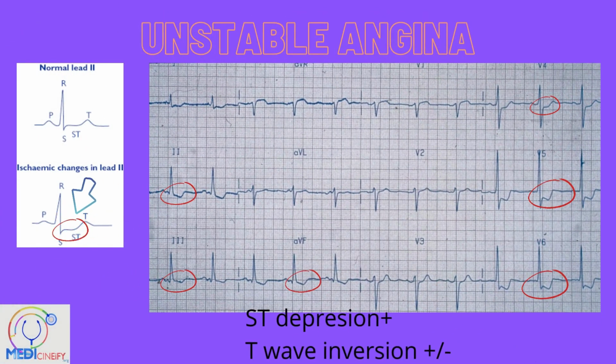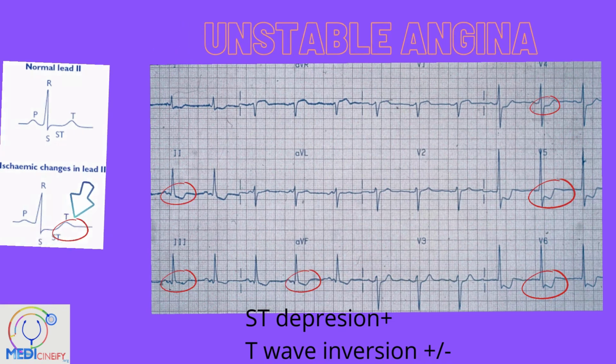Next, let's move to another ischemic heart disease, unstable angina. What happens with unstable angina? As you already know, it can be T-wave inversion or it can be ST depression. Here you can see ST depression very clearly. This is the ECG of an unstable angina patient. In leads of 2, 3, AVF, inferior leads, and also V5 to V6, we can see clearly the ST depressions.